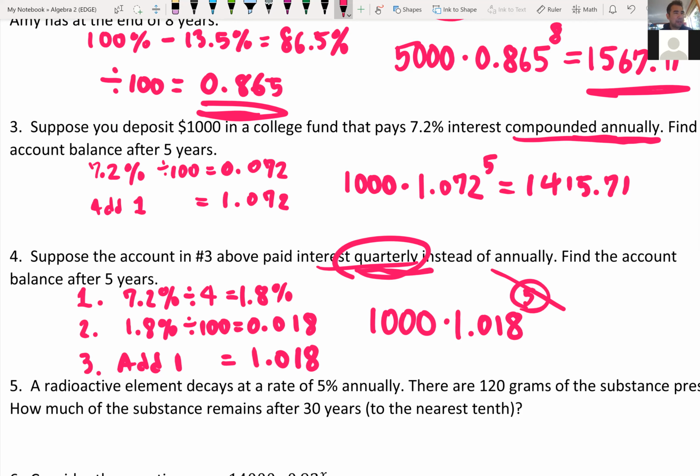Because now we are counting by quarter period. In 5 years, each year has a 4-quarter period. So 5 years times 4 is 20 quarter periods. So you have to put 20 right there. So it's the 20th power. Let's figure out 1000 times 1.018 to the 20th power.